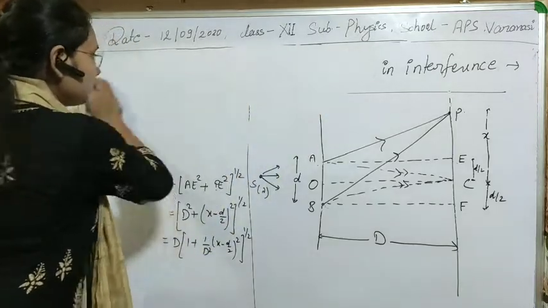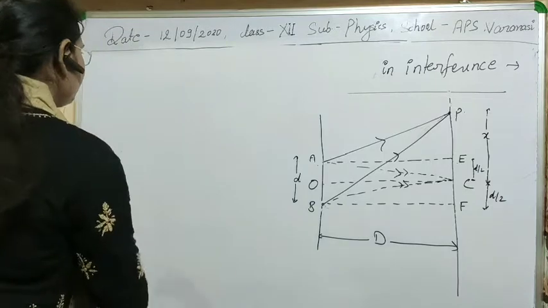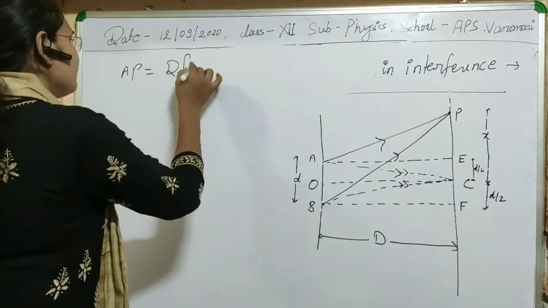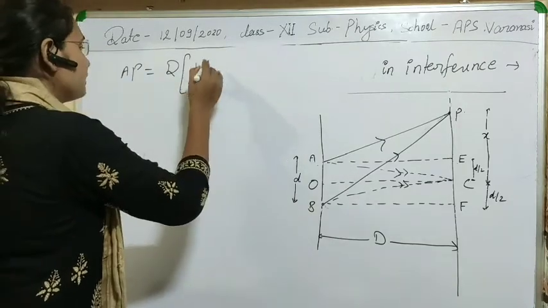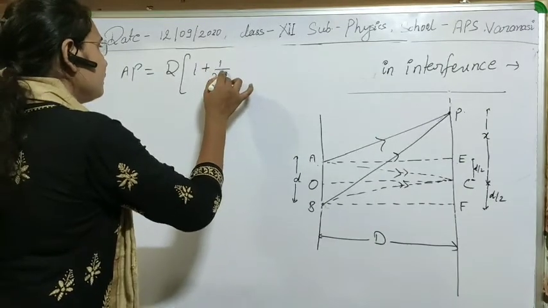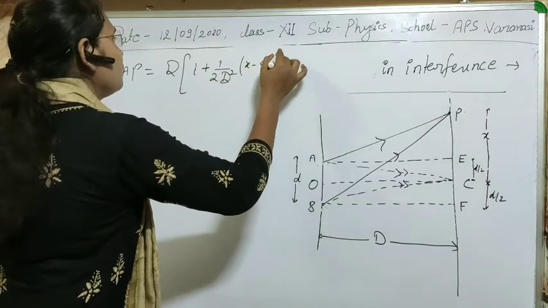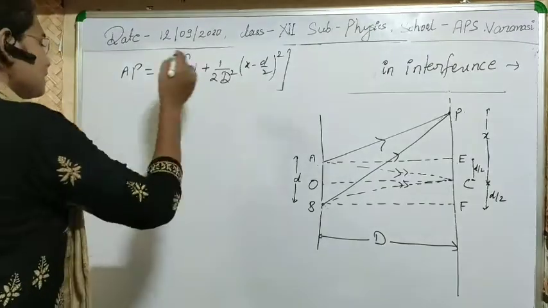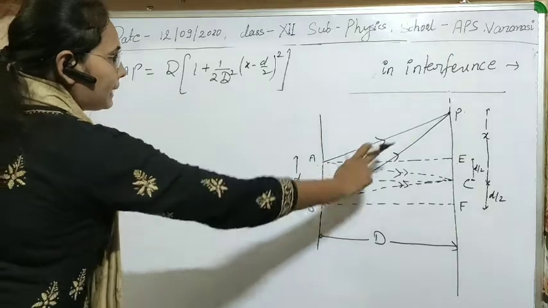I am going to erase it. We will get AP equal to D times 1 plus 1 upon 2D square times x minus d by 2 whole square. Clear? Similarly, we can also find the value of BP.